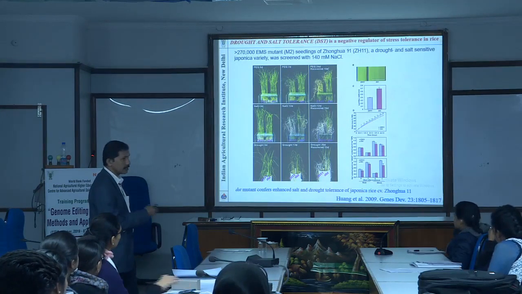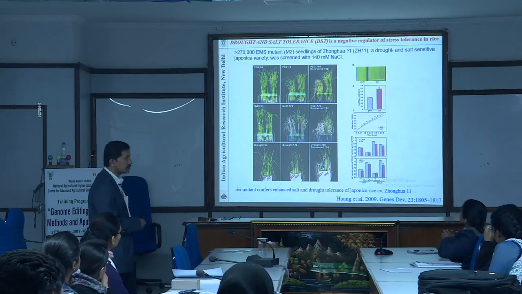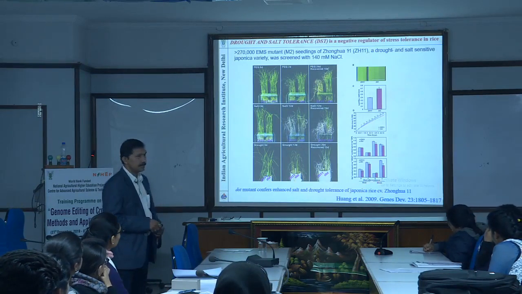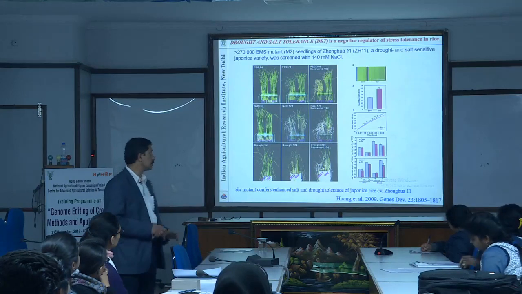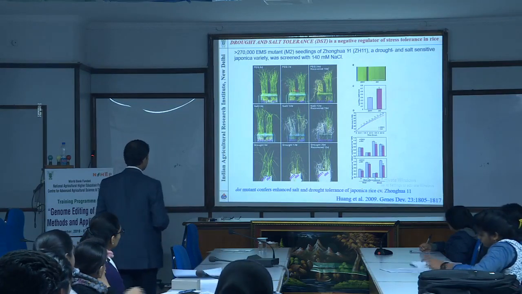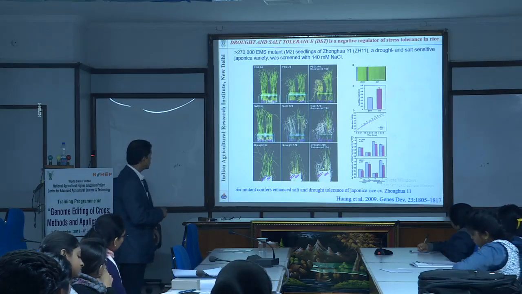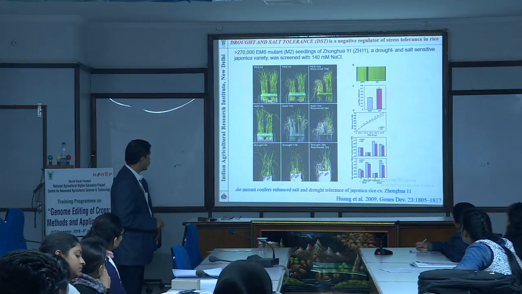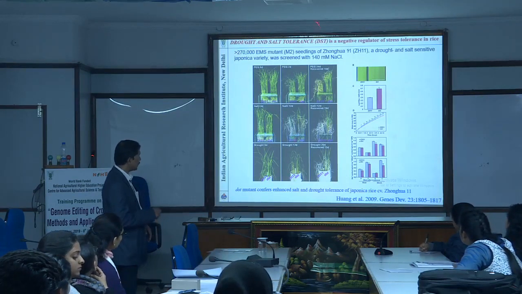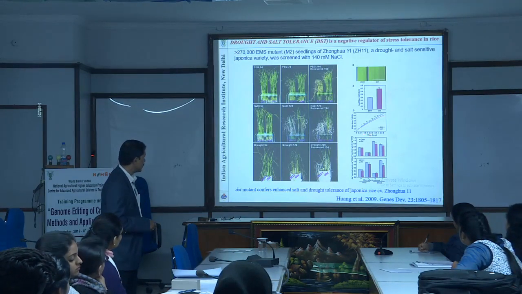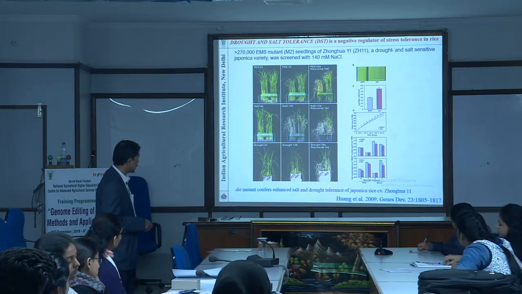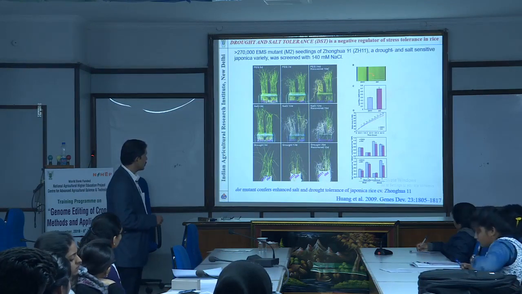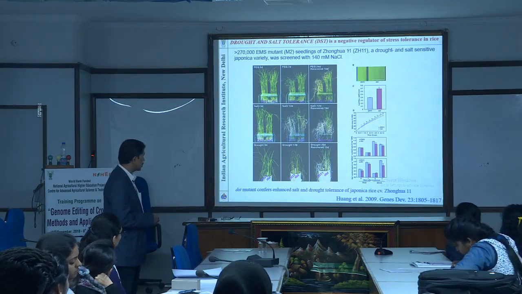Not only we, but many other people may be working with this gene, because it was a popular gene identified in 2009, which gives tolerance to both extreme drought and salt stress. This gene was identified based on mutant screening. They screened about 270,000 EMS mutants to identify this particular mutant. We also screened a large number of mutants, but we could not get this allele from that population. So that's why we selected a genome editing approach.